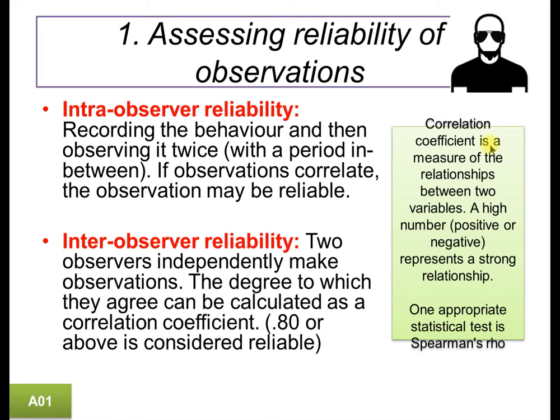Just to recap, correlation coefficient is a measure of the relationship, the strength of a relationship between two variables. A high number, positive or negative, represents a strong relationship. In this case, we want a positive correlation between our observers, not a negative one. The statistical test we often use is Spearman's Rho. We're going to have a look at this in just a couple of lessons' time.